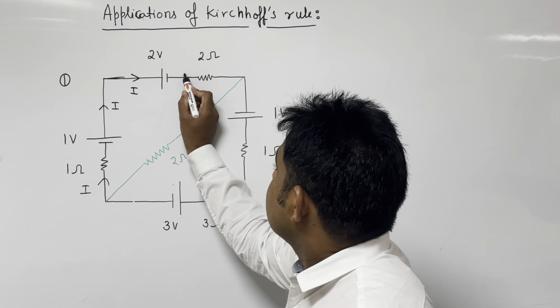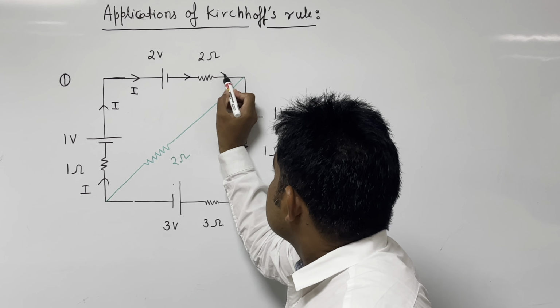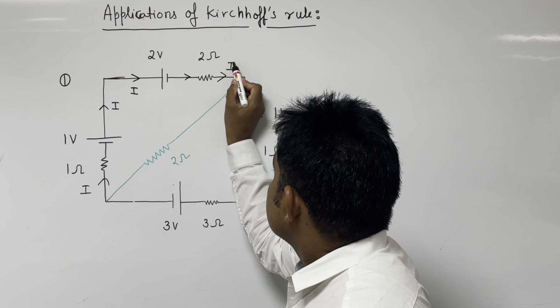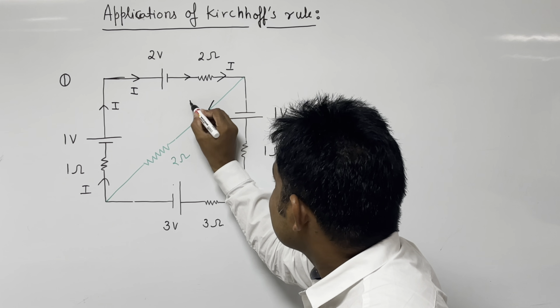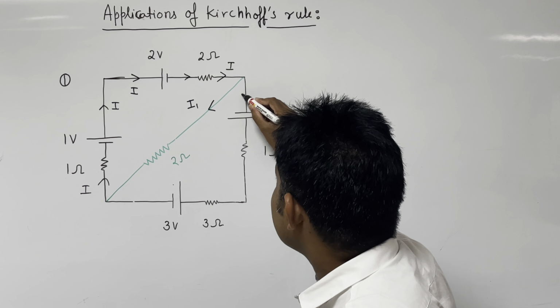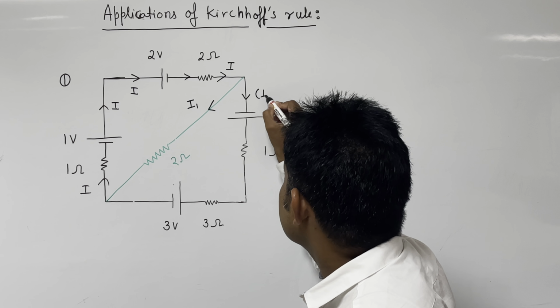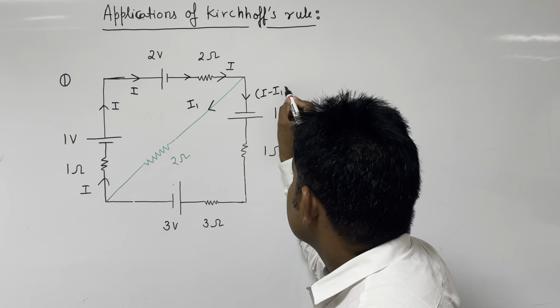So now if this current is I and this current is I, let's say current in this one is I1. So what will be the left out current? Left out current will be I minus I1. This one should be clear.